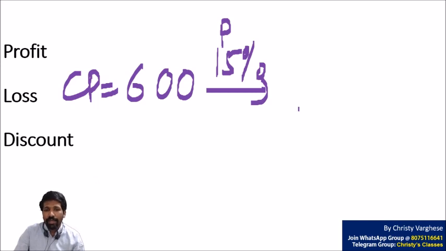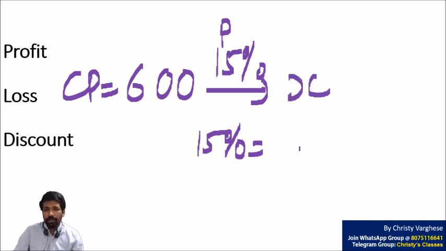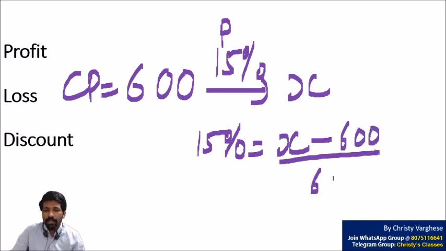This is school day math itself, but in school days you used to do it like this. 15% is equal to (SP minus CP) by CP into 100. SP is unknown, the money you are getting back is unknown. So X is the selling price, (X minus 600) by 600 into 100. You have to simplify this to get the answer. That is a too time consuming method.